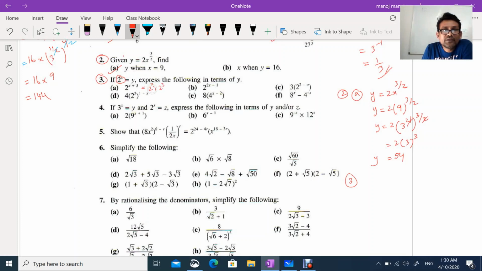Because when powers are added, the bases will be the same. So can we write, and this is equal to what? y. So y into 2 power 8. We can write 2 power 3 is 8. So 8y is your answer. We have done it.